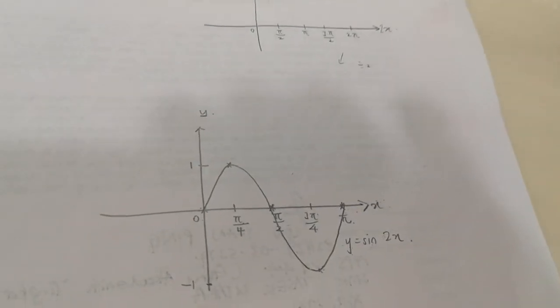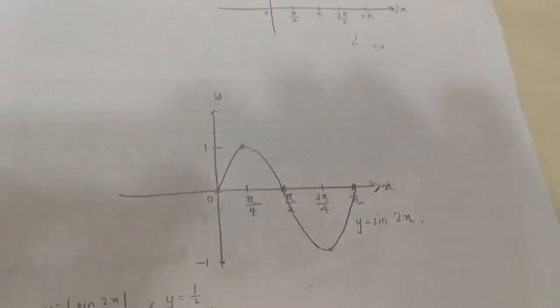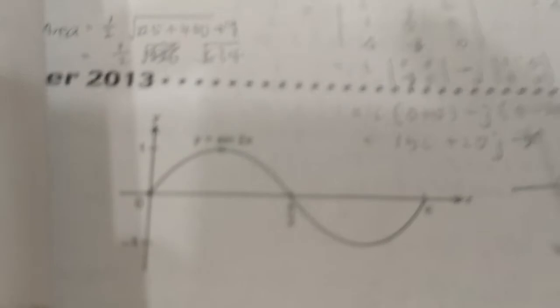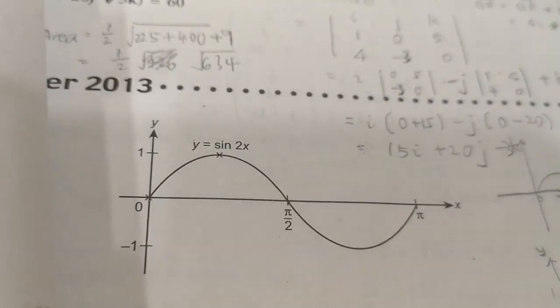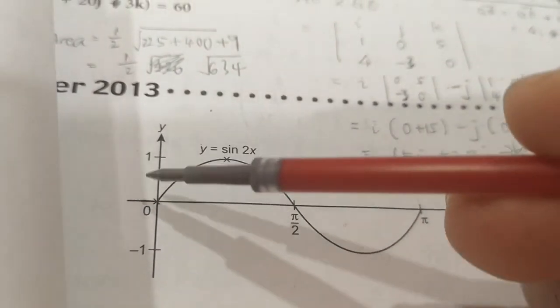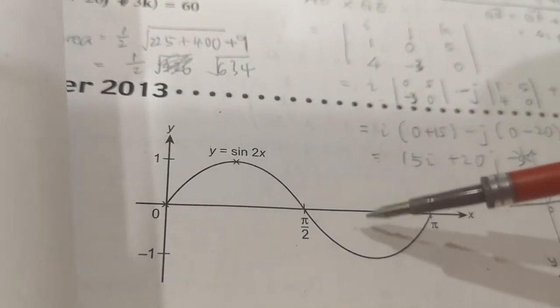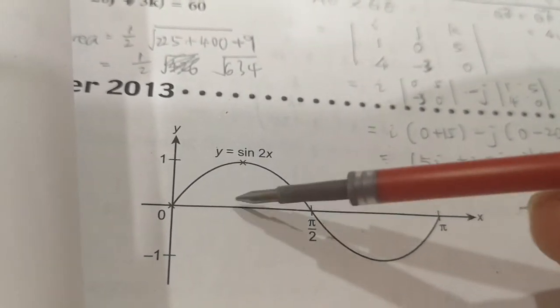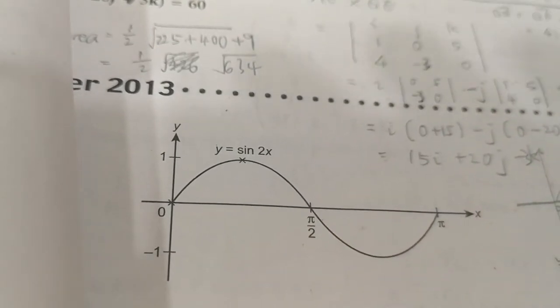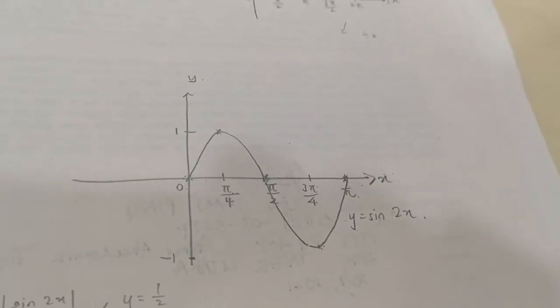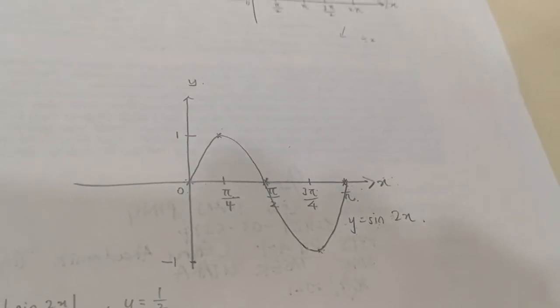Okay, if you look at the answer from the book here, the book only gives you the values for 0, pi over 2 and pi, without 3 pi over 4 and pi over 4. But the answer from the teacher is this one. So you just follow what I teach you.